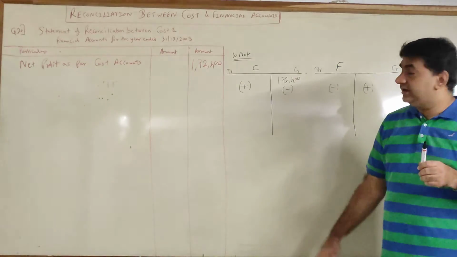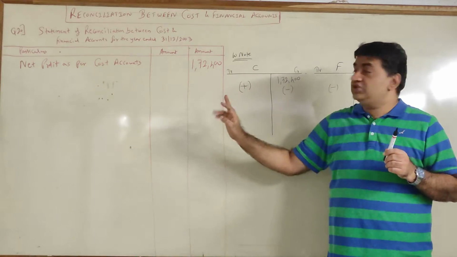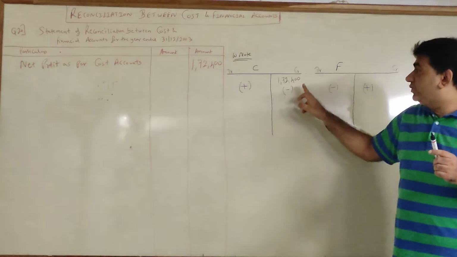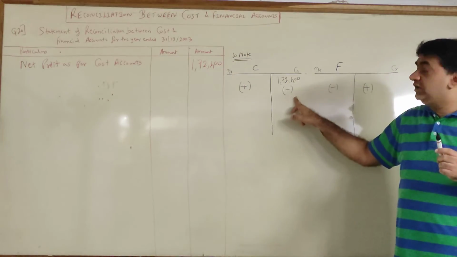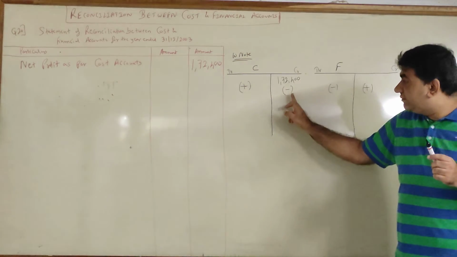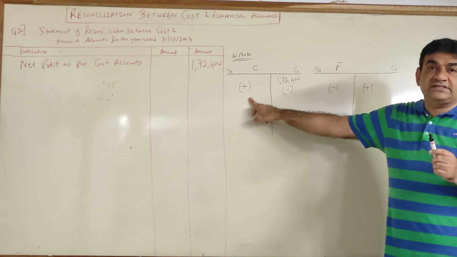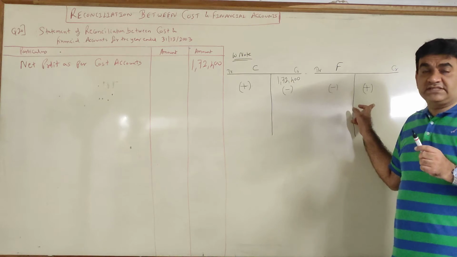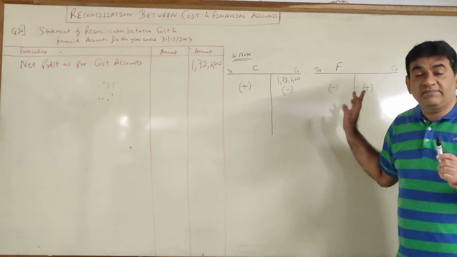Getting it? I'll repeat again. We have started with net profit as per cost accounts, given the heading there, because it is net profit. So put on the credit side 172,400 and below that a minus sign. Okay? Costing credit minus, costing debit plus. Costing credit minus, finance credit plus. If finance credit is plus, finance debit will be minus.